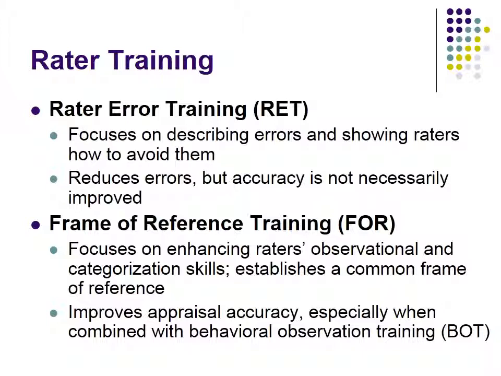A more popular form of rater training is frame of reference training, FOR. It focuses on not necessarily the errors, but simply enhancing the rater's observational and categorization skills and establishes a common frame of reference. Sometimes FOR will be combined with BARS, so one of the ways it creates an established common reference is to create behavioral anchors for the ratings.